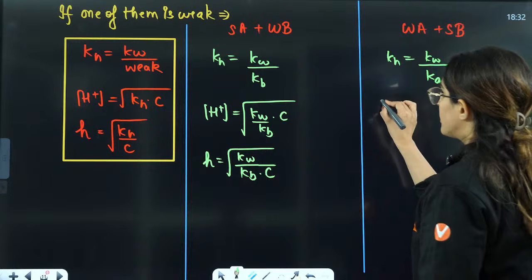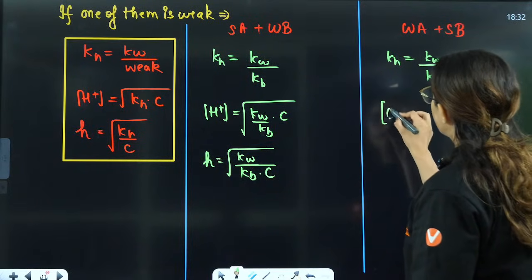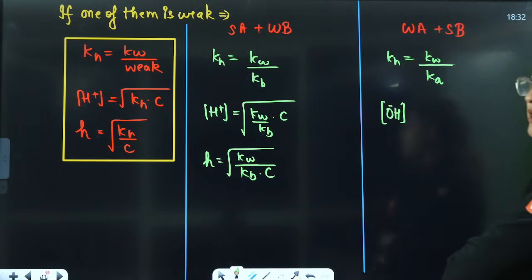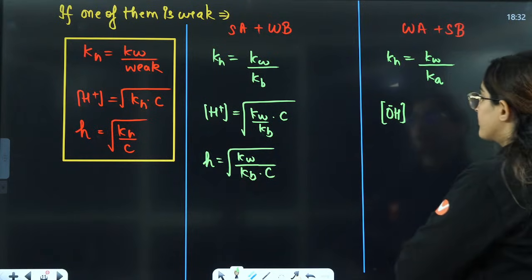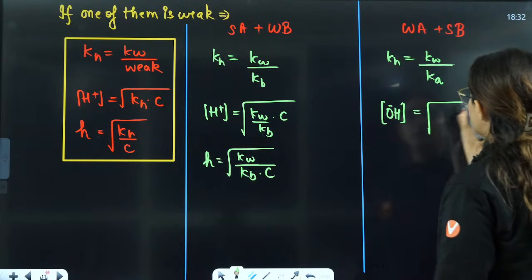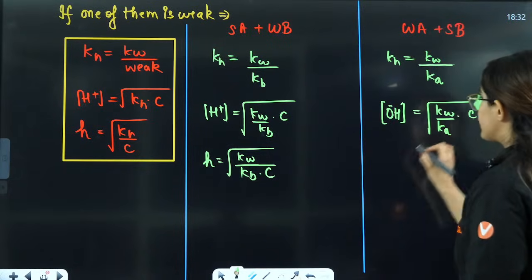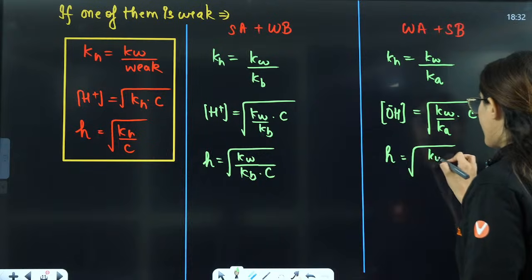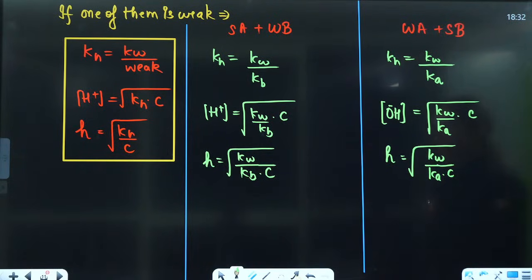Similarly here, if you have a weak acid, in this case you are actually calculating the concentration of OH negative. So H positive will be replaced by OH negative. I'll tell you why. Right now, just remember Kw by Ka multiplied by C. This h is nothing but again under root of Kw by Ka, this multiplied by C.